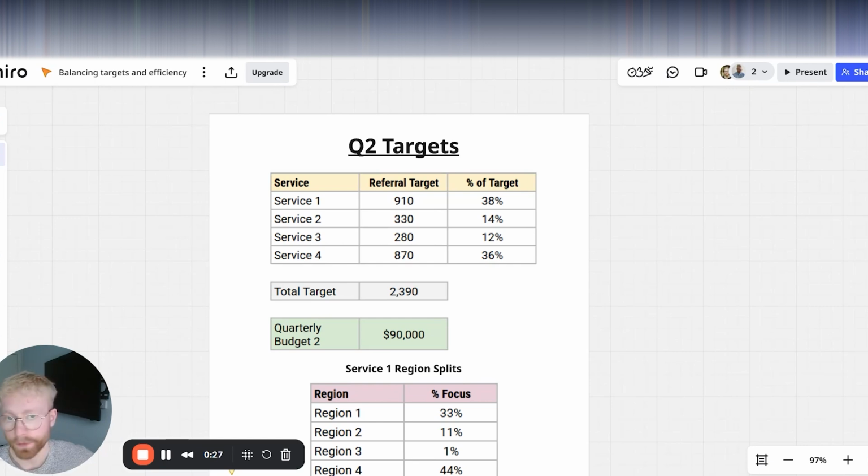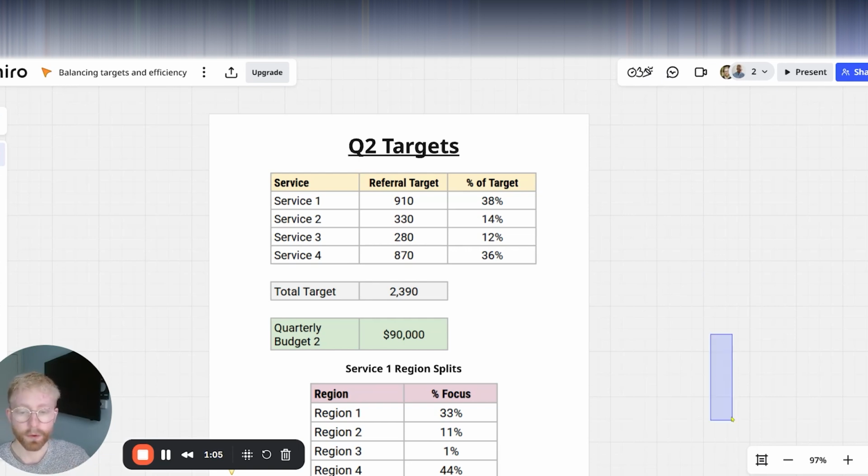And for Q2 of this year, these were the targets. Now, obviously, I've had to blank out the services and the regions, but you'll still get the point. So straight away, these are the referral targets per service, and then this is the total target across the quarter. So they were looking to achieve roughly 2,400 referrals, and the media spend was approximately $90,000 for the 3 months.